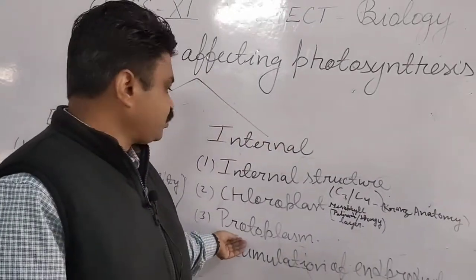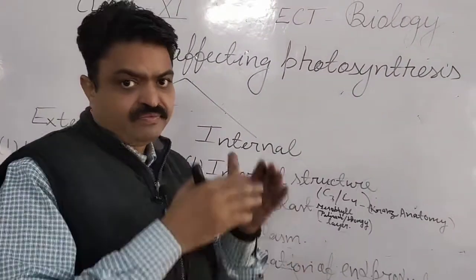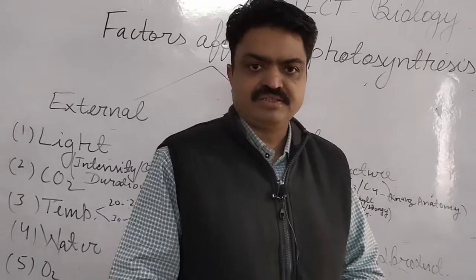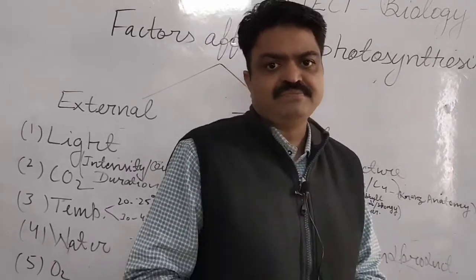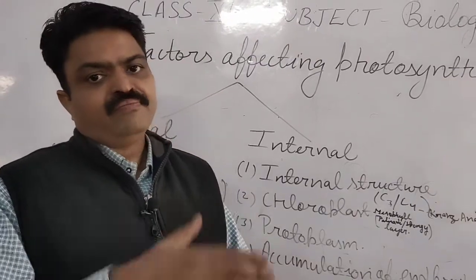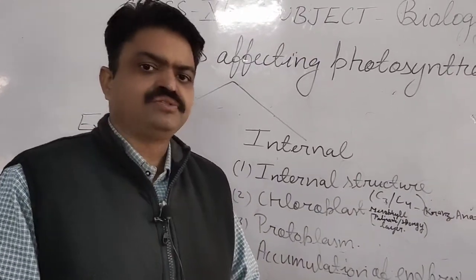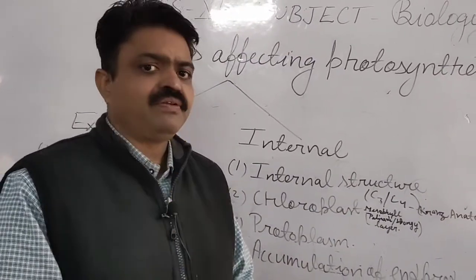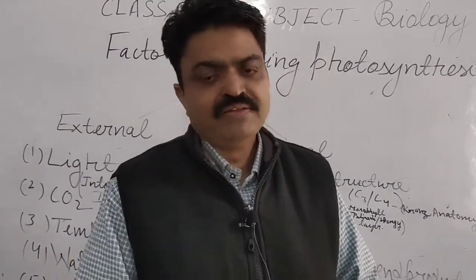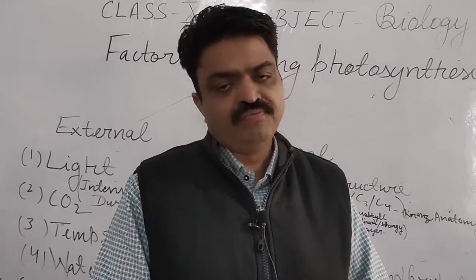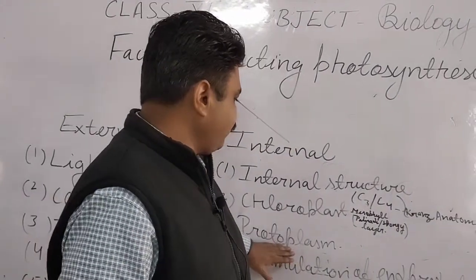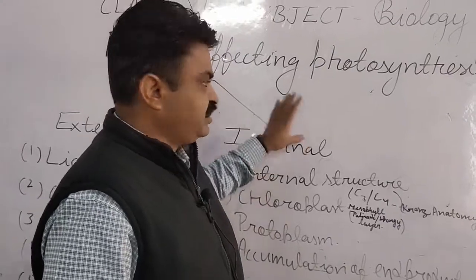With this, protoplasm. As you know, the main component of the protoplasm is water, student. And the enzymes that are needed in photosynthesis are more active in the presence of water. If they have less water, or if they have dehydrated leaves, then they don't do the photosynthesis, student. So protoplasm also affects the photosynthesis.